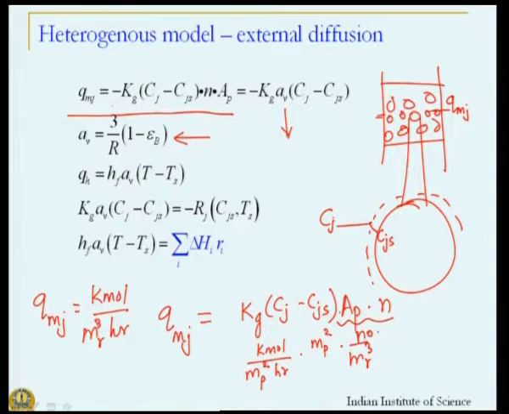Now, what is this QMJ or this mass transfer rate? This must be same as my reaction rate. That is what we say, that there is no accumulation on the surface of the catalyst. So, whatever is coming because of mass transfer is same as the reaction rate. So, Kg into AV into Cj minus Cjs must be equal to minus Rj, which is a function of surface concentration and temperature.